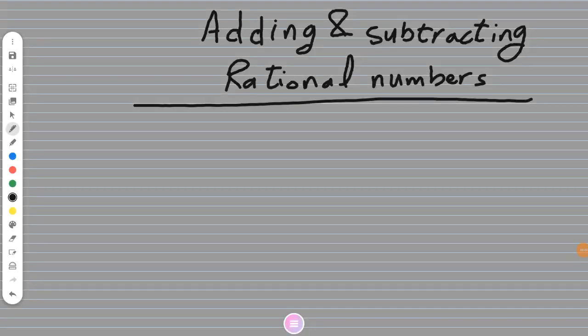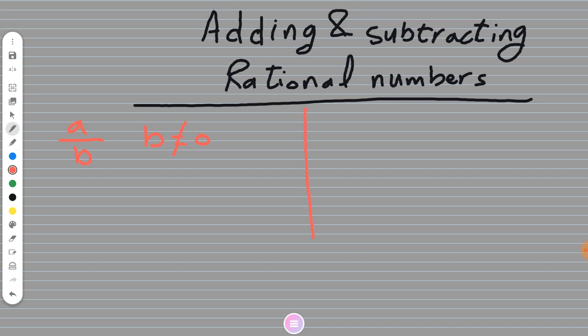Okay, hello everybody. Today we're talking about adding and subtracting rational numbers, okay? As we mentioned before, a rational number can be written in the form a over b, and b does not equal 0, okay? Or we can write it as a decimal number, we learned how to convert a rational number to a decimal number, okay?